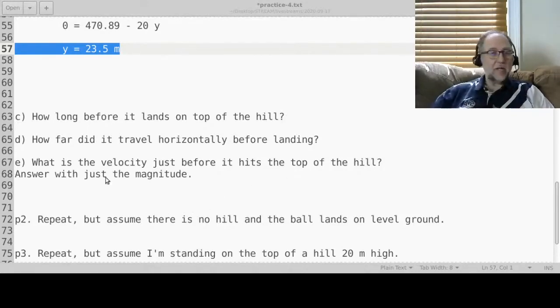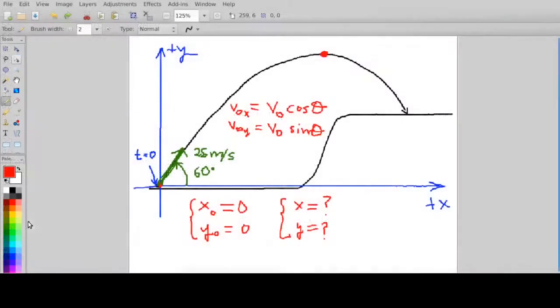The reason is that your initial is the same. I'm still at ground level when I toss it. But now the final is not at maximum height. The final now is when it lands on the top of the hill. That means your final values are going to change. They're not going to be the same, so watch out for that. If any of your final positions or velocities change, you better rethink the problem. So let's go back to the whiteboard and rethink it.